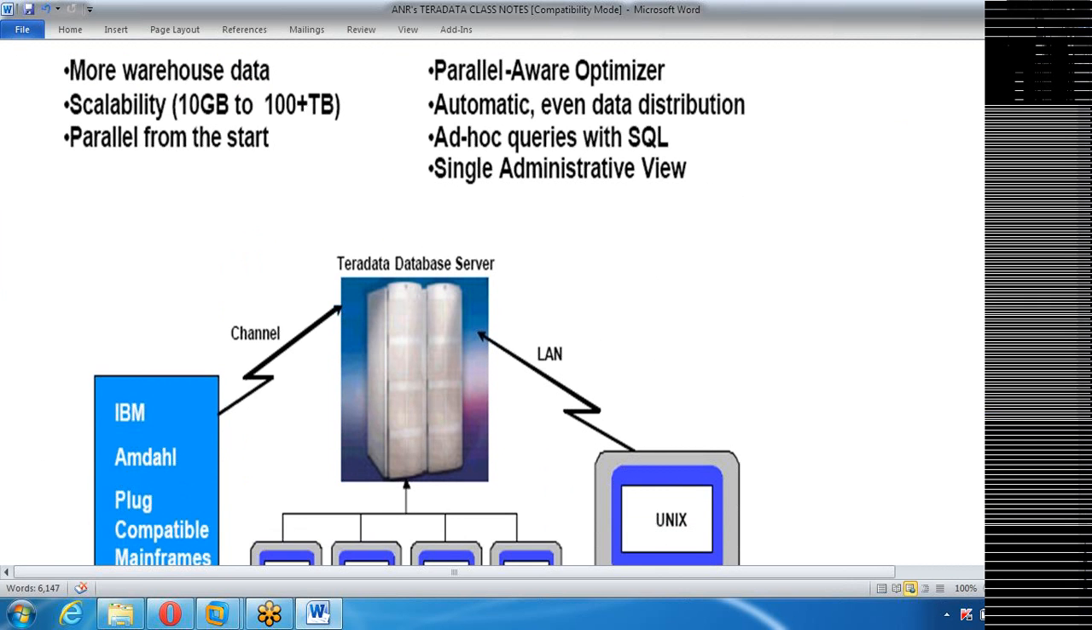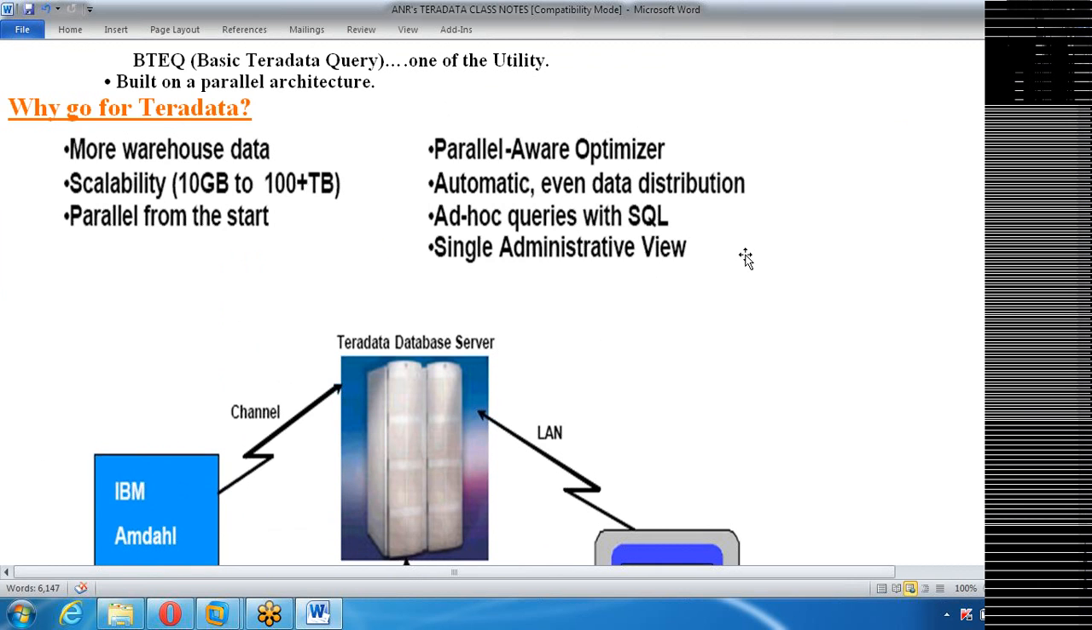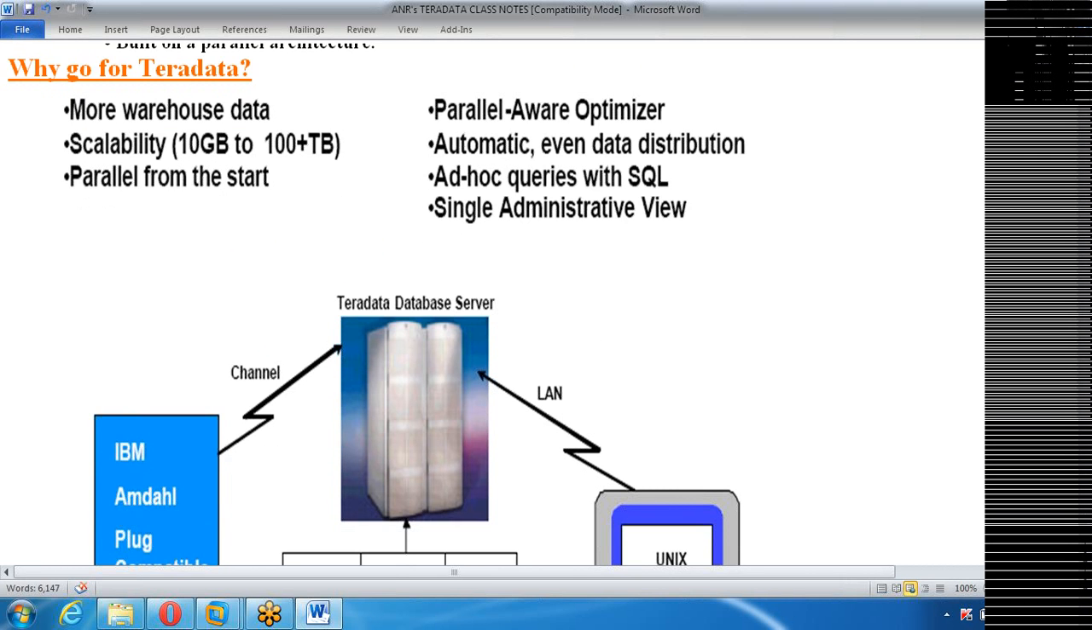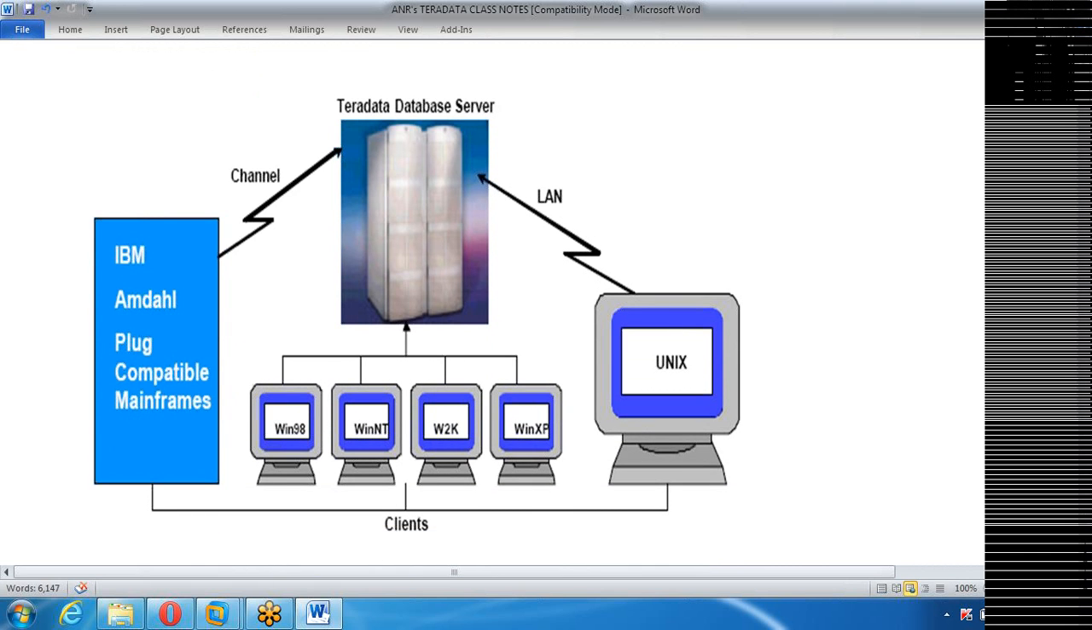So these are the reasons to go for Teradata. You can explain the very important points: scalability, and from the starting onwards, optimizer wise and data distribution wise. These points are very important if an interviewer asks why go for Teradata. And here, shown before, the different clients connect with the help of the IP address to your Teradata server.